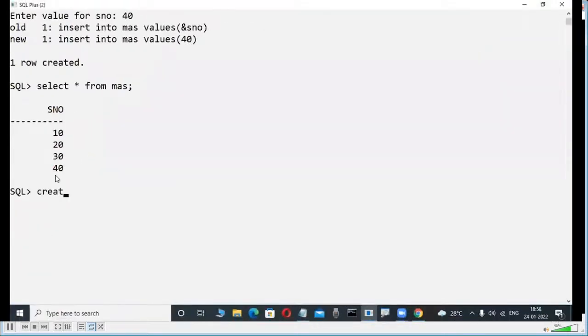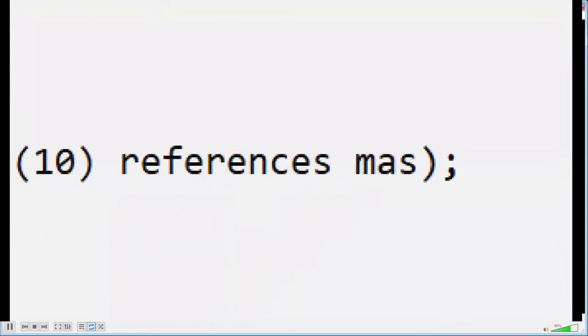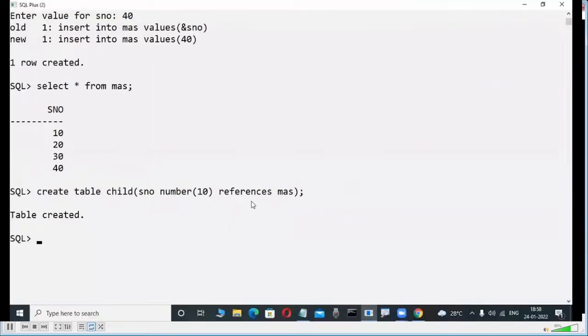Again, here I try to create a child table. In the future you will also create some child and master tables. There are so many things, and some clauses like references and on delete cascade. Don't worry, these are all the things. There are so many clauses.